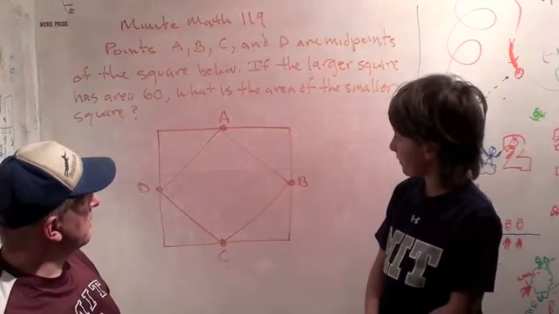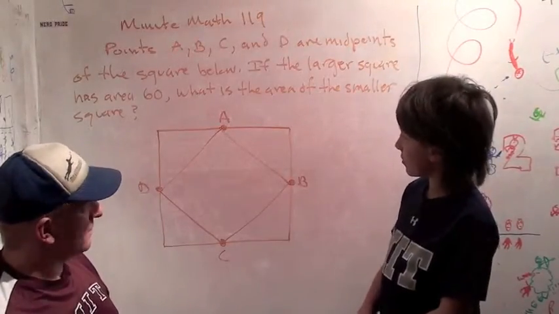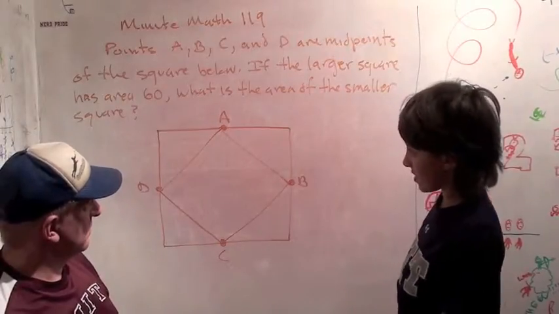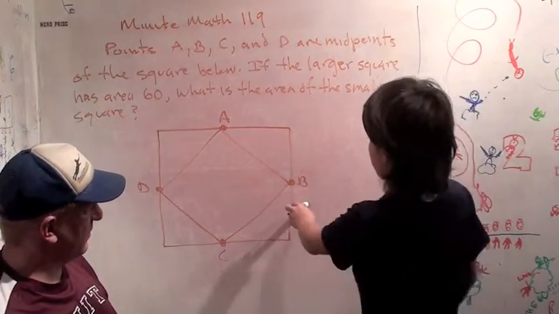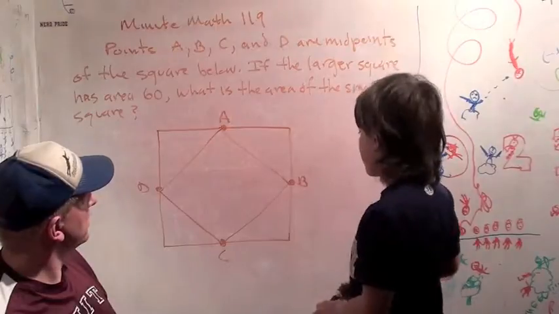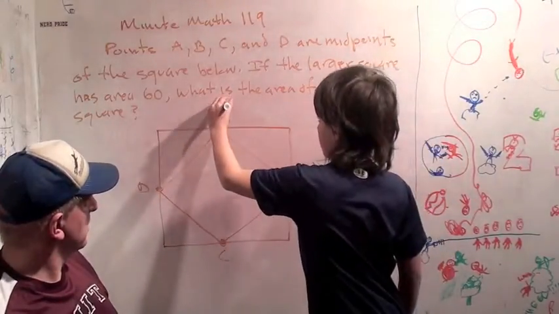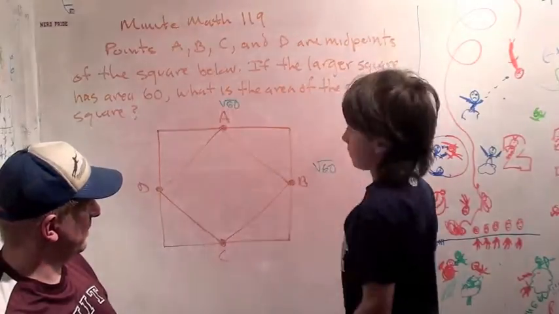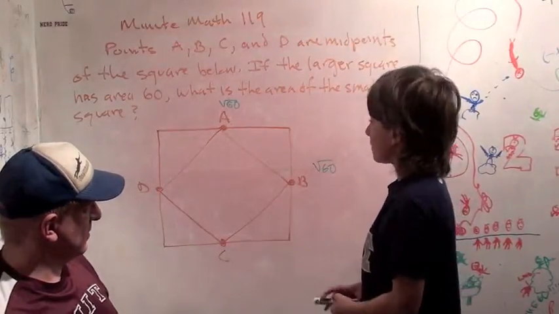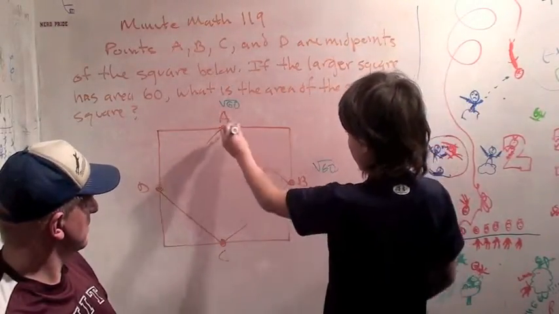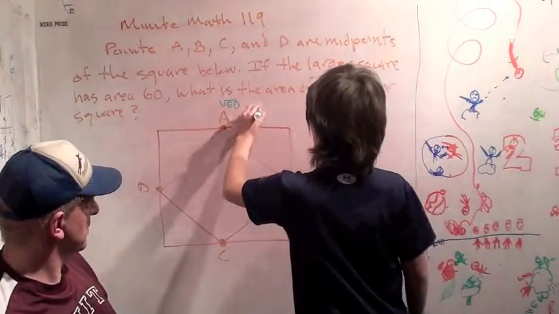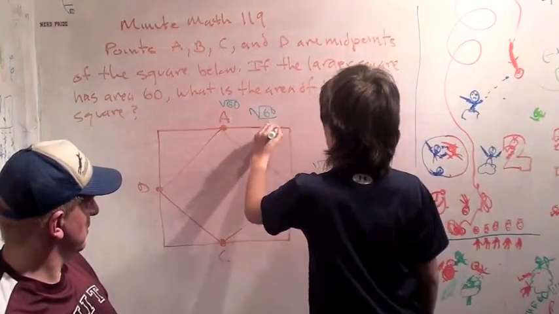Okay. Alright, let's see. So the side length would be the square root of 60. Which side length? The side length of the big square, because the area is 60. And these sides off the midpoints would be the square root of 60 over 2.